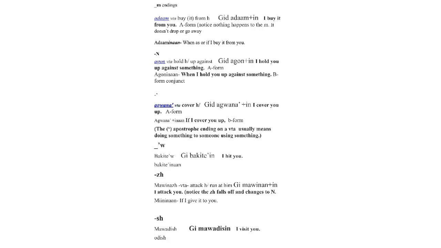Then we have the SH sound on the end. A common word is mawadish, visit him or her. And this one changes. If you were to say I visit you, you would say gemawadisin. You notice how the SH sound is just S, gemawadisin. Another example would be mawadisidiwag. They are visiting each other. Notice the S sound, the SH dropped off.